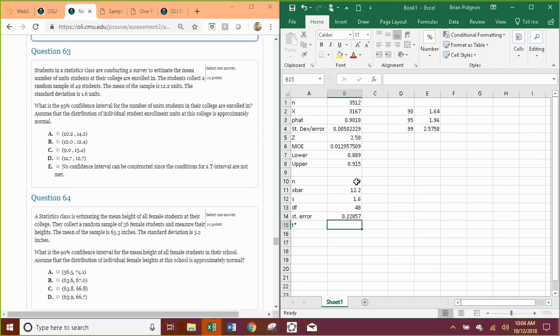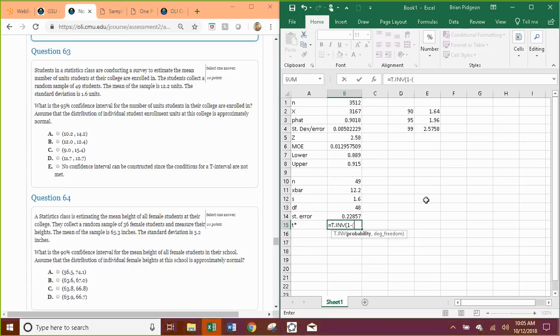We now need to calculate the t star value. With z-scores, or with normal confidence intervals where we're given the population standard deviation, we can just use z as 1.64, 1.96, all that stuff. But with t, you have to be a little bit careful. So we need to calculate the critical t value to calculate the margin of error. We're going to use the t inverse function, and we want the probability. So we want a 95% confidence interval.